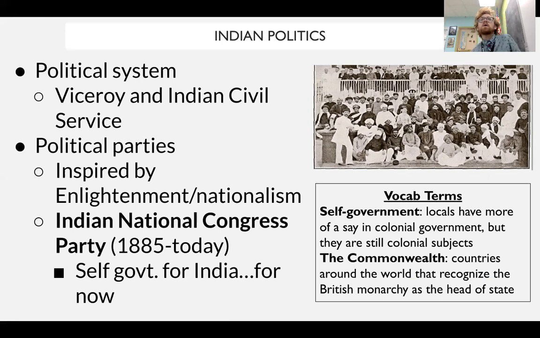Well, we're going to see how World War I will transition this demand for self-government. This will transition towards calls for complete and total independence. So for now, from the late 19th century until World War I, we are going to see the INC calling for self-government rather than total independence.